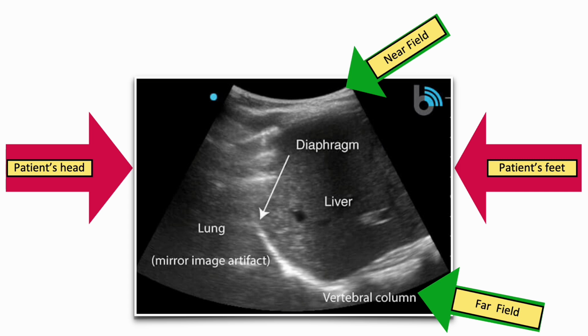When we orient the knob toward the patient's head, the arrow to the left is toward the patient's head, and the arrow to the right is toward the patient's feet. When the indicator is on the left of the screen, we can find the patient's lung, and to the right we are seeing the liver, and this bright area is the diaphragm.